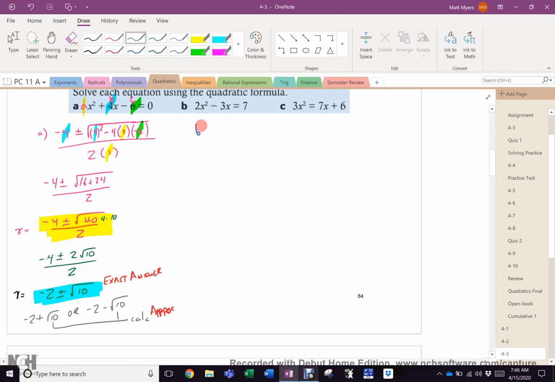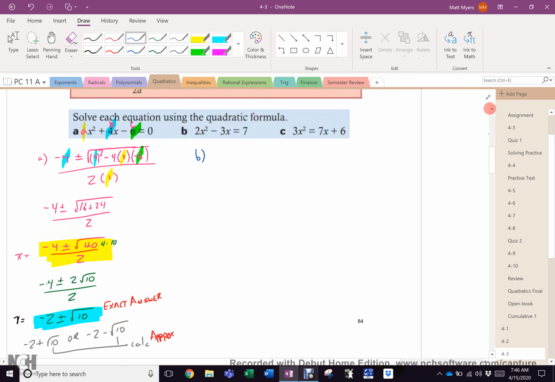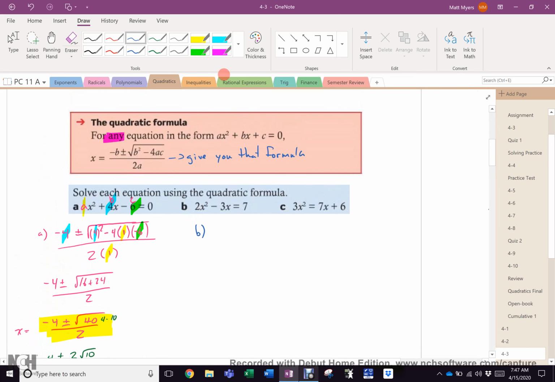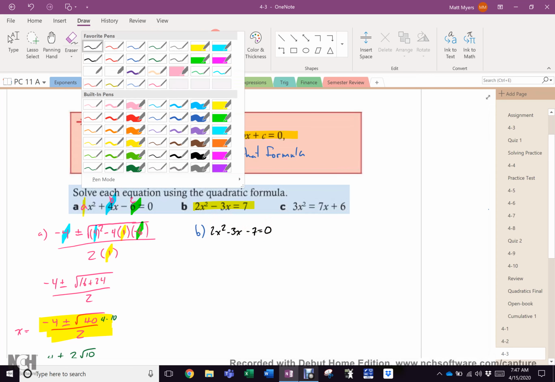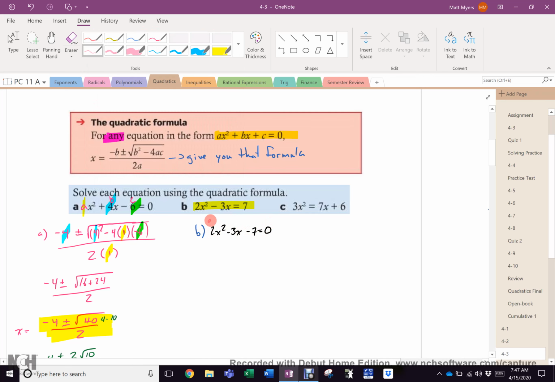So let's do B. Now, right there, is that in ax squared? No. So you just move it around. This is 2x squared minus 3x minus 7 equals 0. And now, lucky us, I have an A, a B, and a C, and I can just go to work.